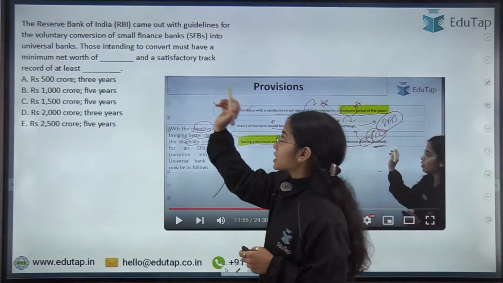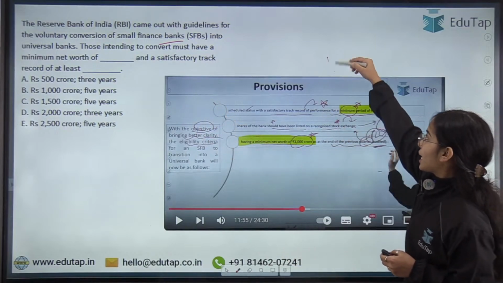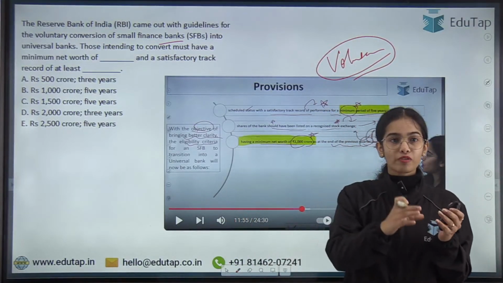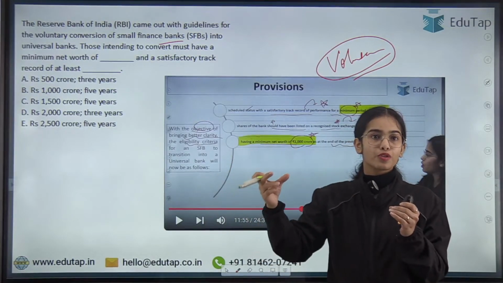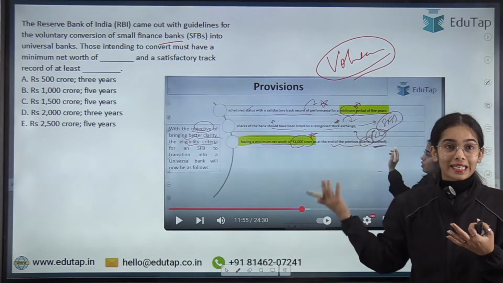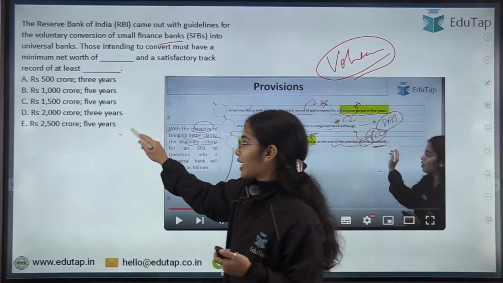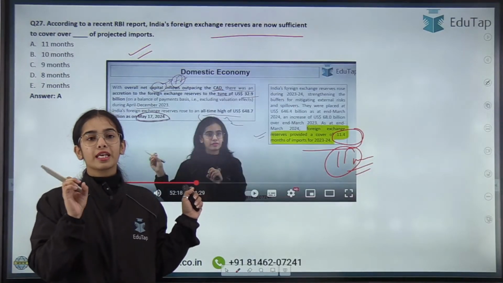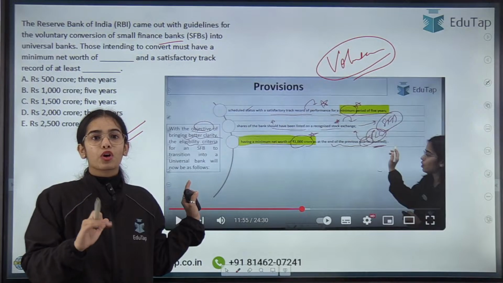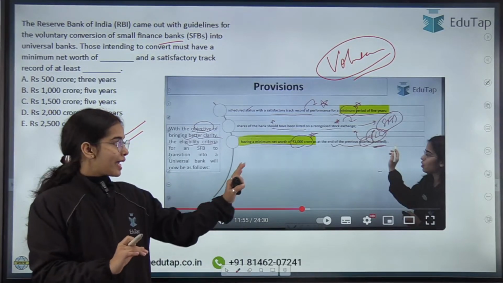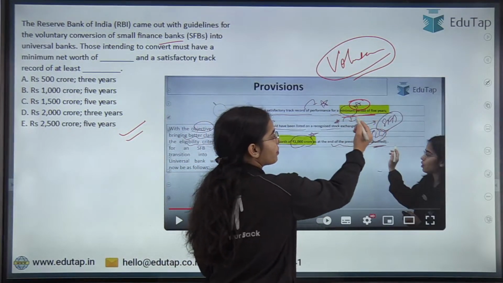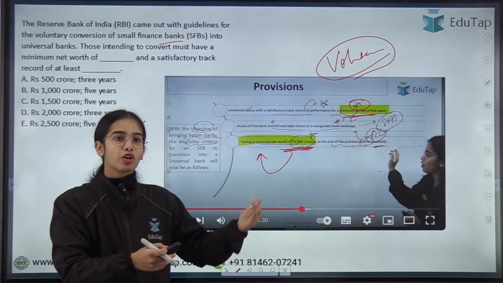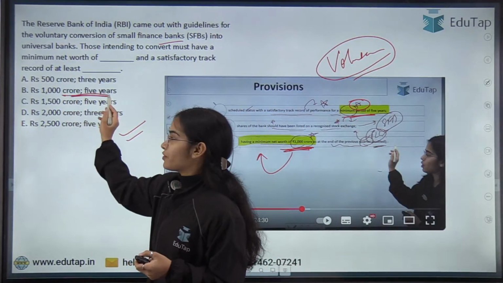Next was regarding the small finance banks' voluntary transition. I had taken a session just before the examination regarding the voluntary conversion of small finance banks to universal banks. What are the criteria for them to follow? This is a very important topic, and these kinds of previous year questions come from the Financial Inclusion Index, the RBI annual report, and whenever norms are brought by the RBI. Here I have star marked the minimum period of 5 years and 1000 crores of minimum net worth. This was the criteria for small finance banks to transition, so 1000 crores and 5 years was your answer.